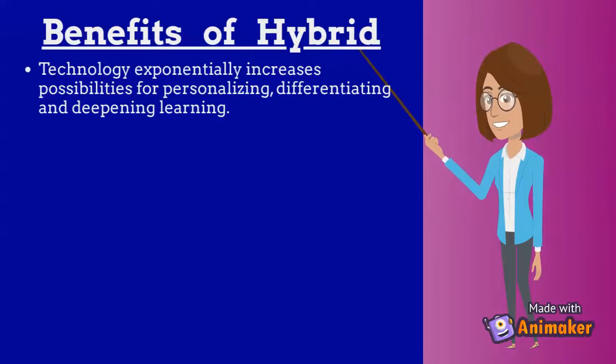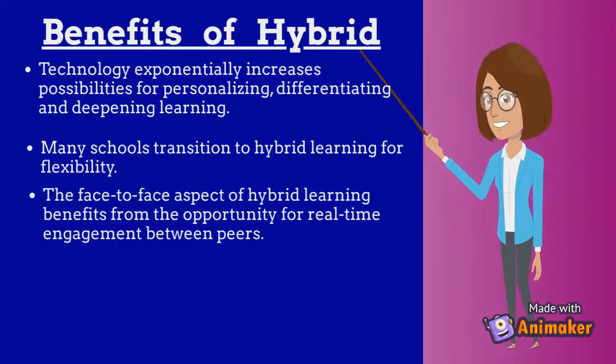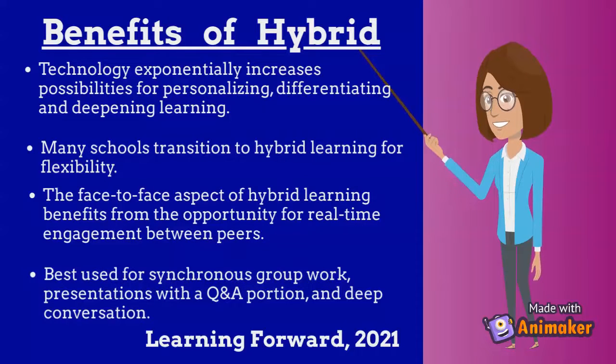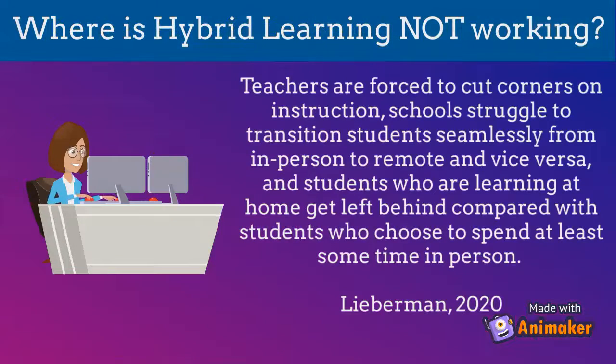Benefits include technology increasing differentiation. You also have transitioning to hybrid learning being more flexible. And you have face-to-face aspects of hybrid learning that benefit from real-time engagement between peers, as well as synchronous group work. The problem hybrid learning has found is cutting corners in instruction, transitioning students, and those who are sitting at home getting left behind compared to students who come to school face-to-face.